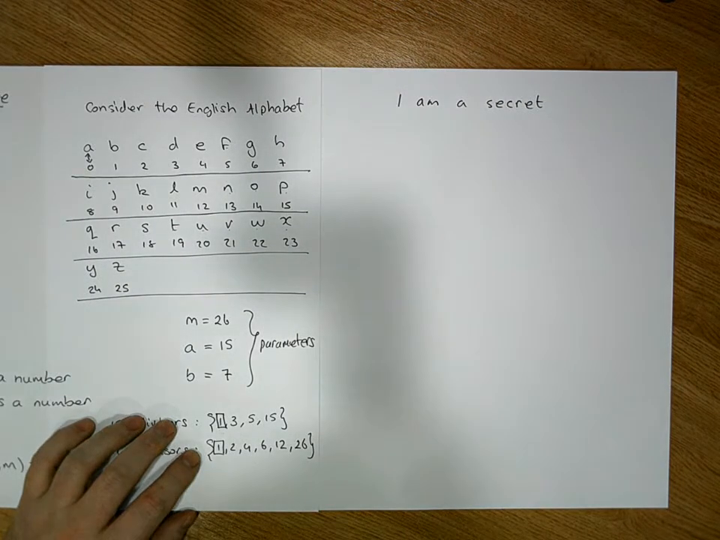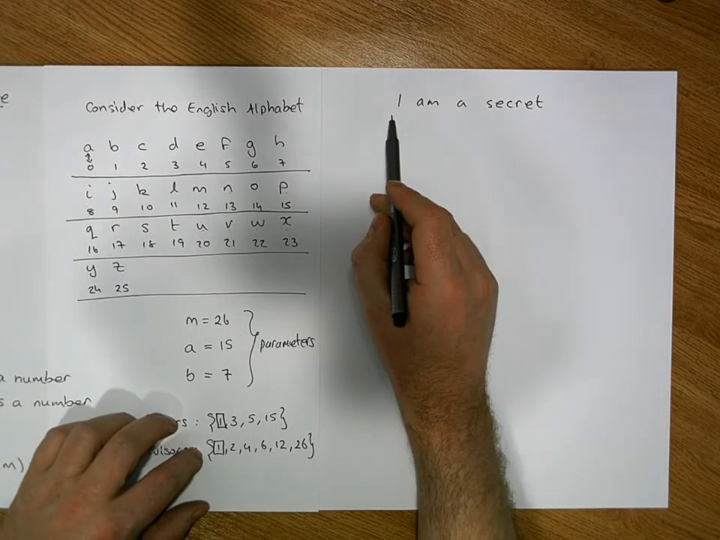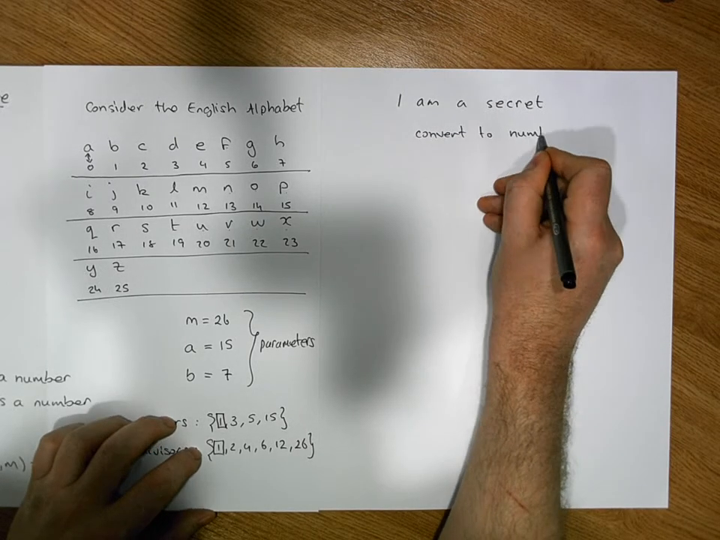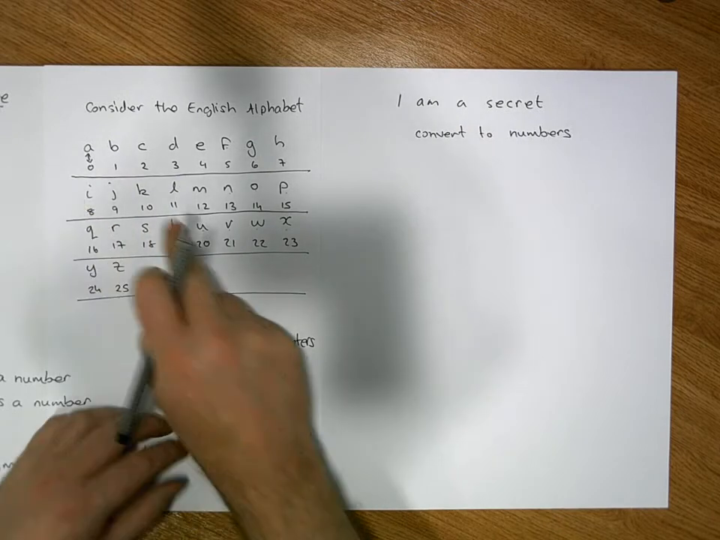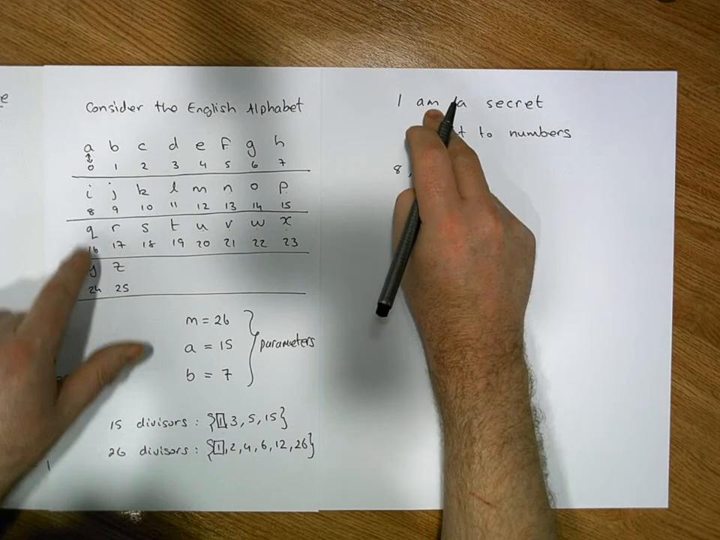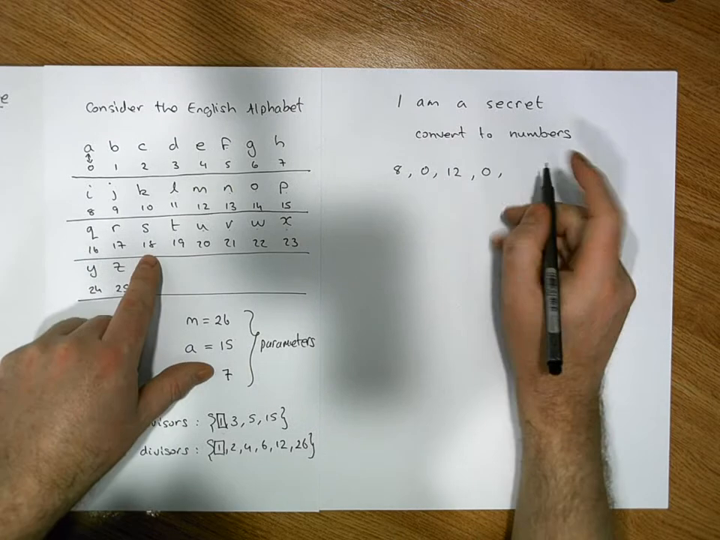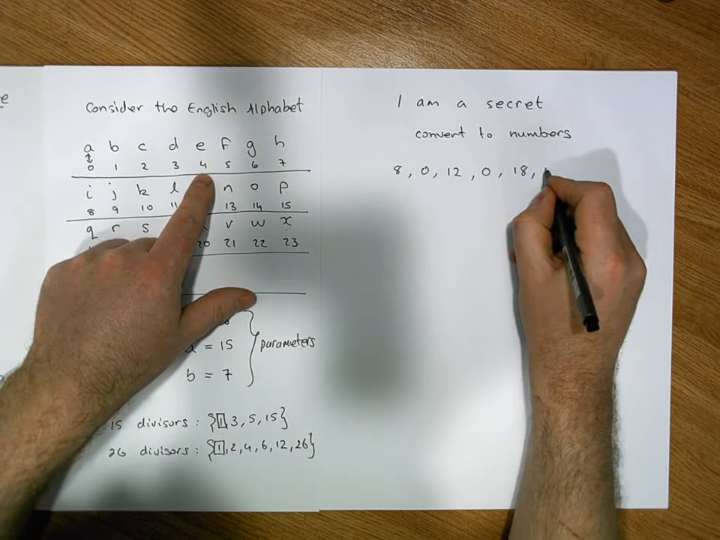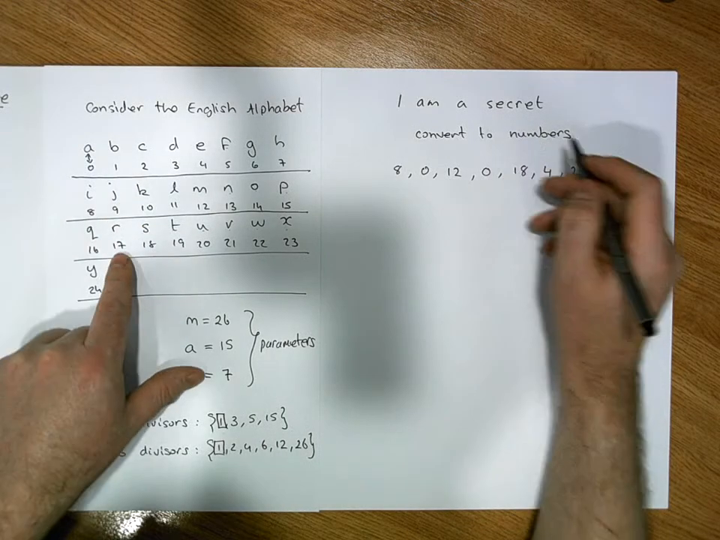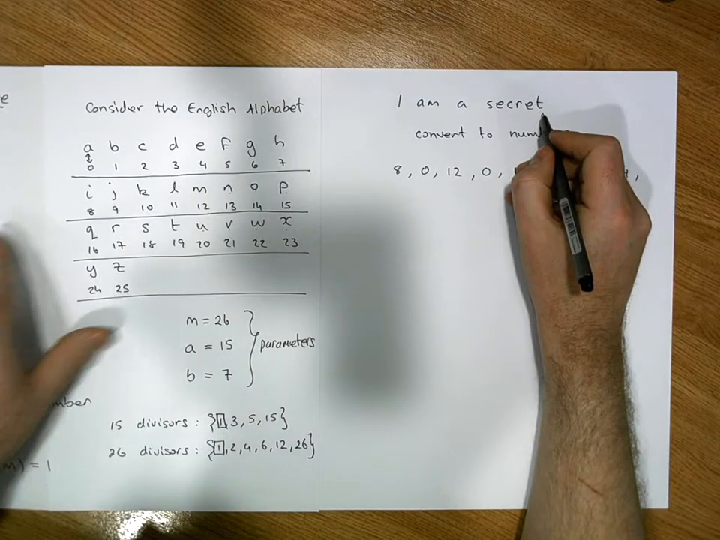So the first thing we need to do is convert each character into its numerical representation. So we need to convert the characters to numbers. I goes to 8. A goes to 0. M goes to 12. A goes to 0. S goes to 18. E goes to 4. C goes to 2. R goes to 17. E goes to 4. And finally we have T goes to 19.